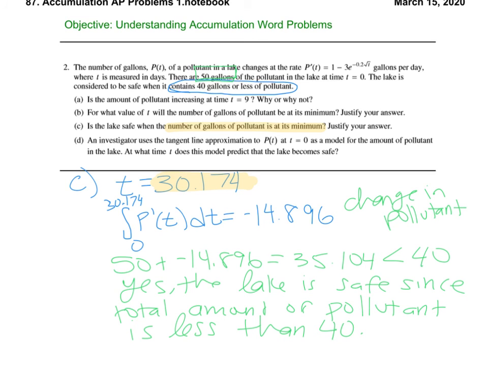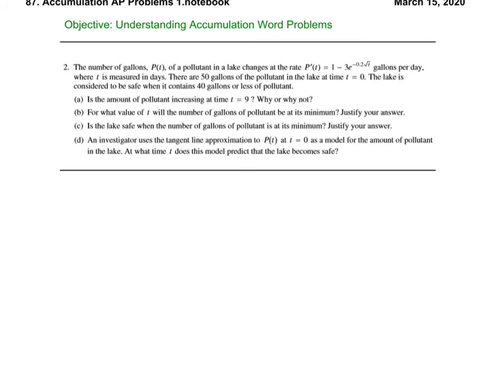All right. And finally, D. Oh my gosh. Let's check the answers. T equals 5. Okay. An investigator uses a tangent line approximation for P of t at t equals 0 as a model for the amount of pollutant. At what time does the model predict the lake will become safe? So we need to create a tangent line. What do we need for a tangent line? We need our slope and we need our point.